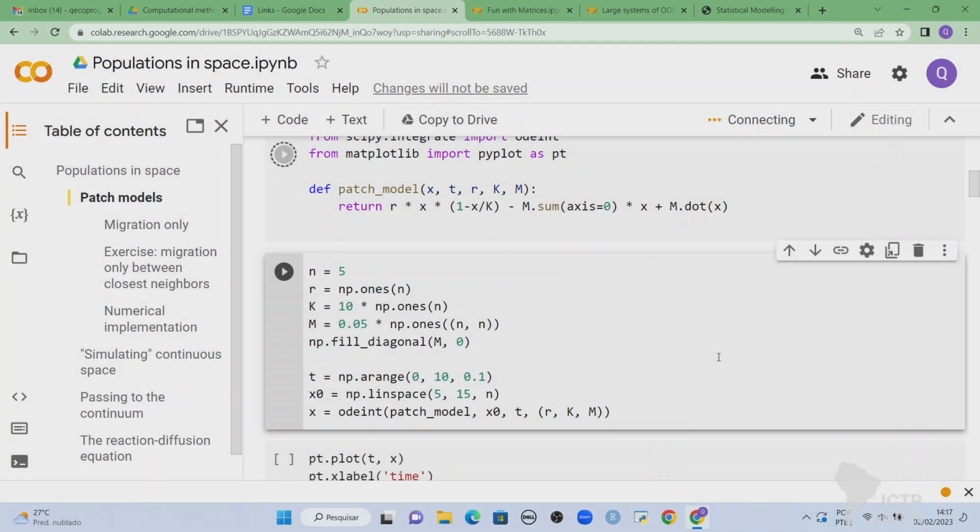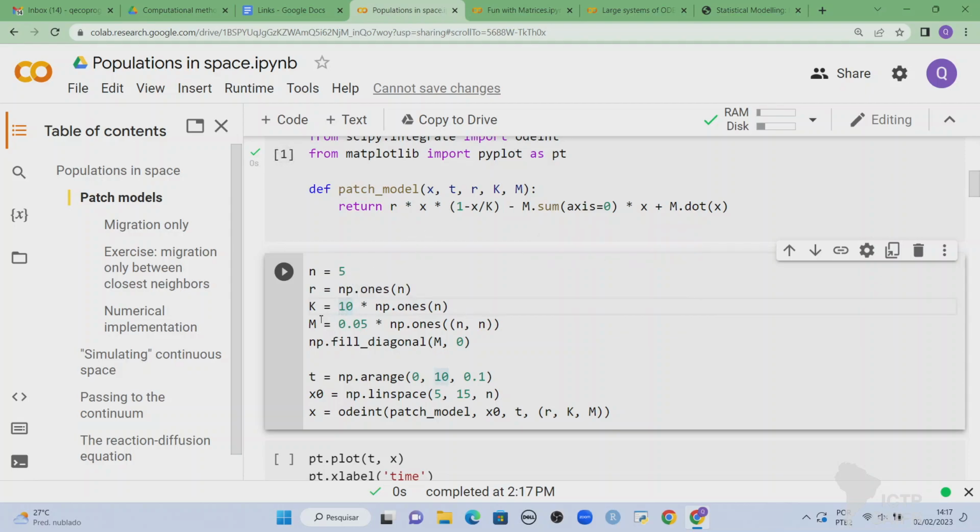Good? Okay, so now let's explore this a bit. I think yesterday we didn't have time to explore so much. So let's start with only 5 patches. I'll put the growth rate equal to 1 for all patches, and the carrying capacity also equal for every single patch, all equal to 10. This is an array of 5 ones multiplied by 10, so all 10s.